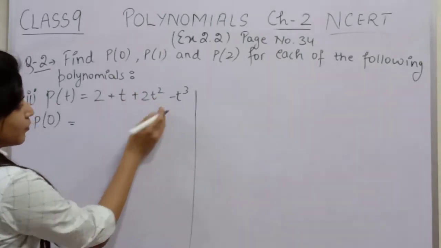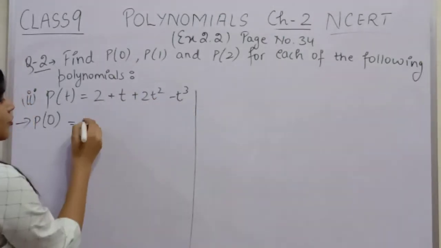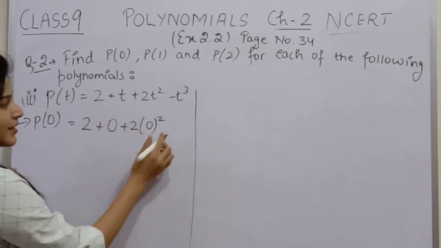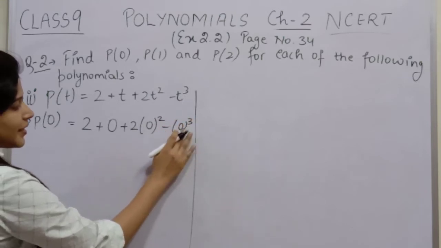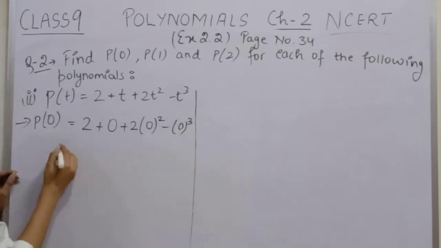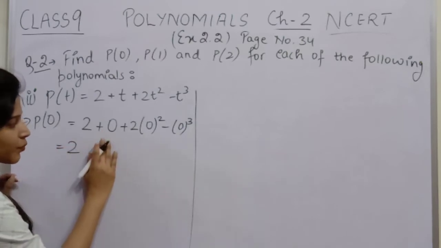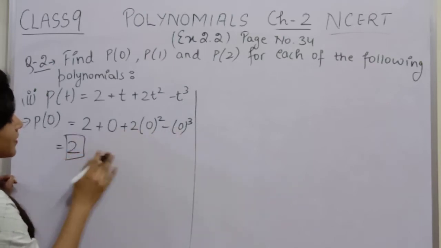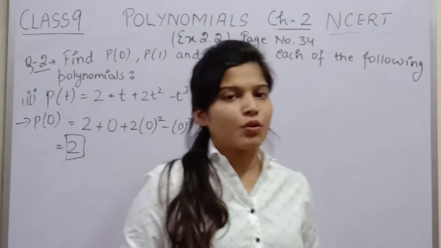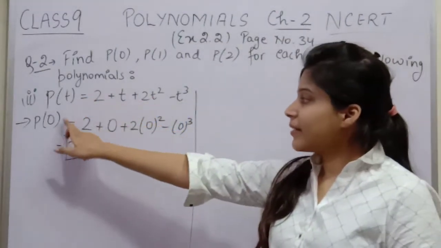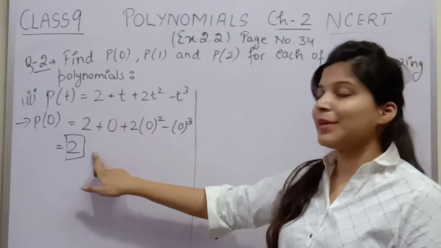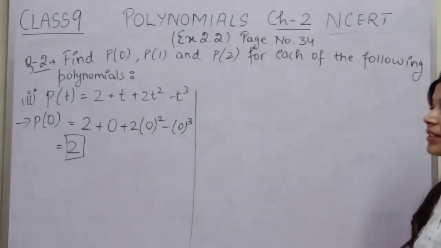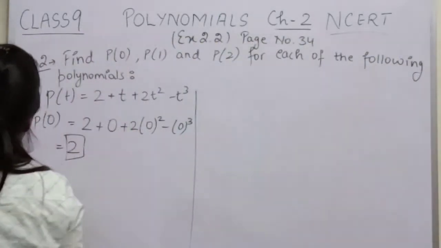Okay, so 2 as it is, at the place of t 0, plus 2 as it is, at the place of t 0, again at the place of t 0, so this becomes 0 cube. Okay, so 2 as it is plus 0, plus 2 into 0 is 0, minus 0, so I think 2 is the answer. Everything else will become 0, right? So at t equals 0, this polynomial will be 2. Okay, so this was the first part. Now we have to calculate P1 and P2 also.